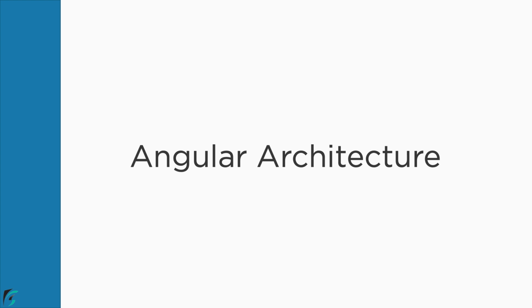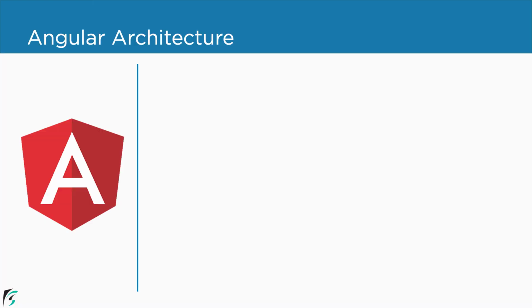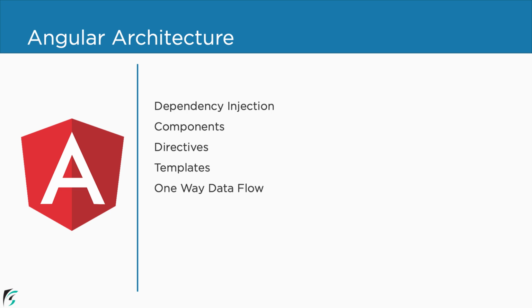Angular architecture. Let us now have a look at various architectural features of Angular. We will check out dependency injection, components, directives, and templates in Angular. We will then have an overview of one-way data flow, one of the key performance improvements in Angular over AngularJS. We will then see change detection, Zone.js, and then in the architectural part, we will look at how Angular supports multiple rendering targets.